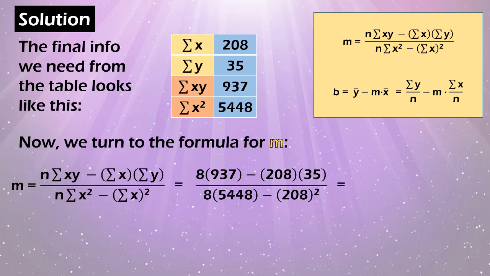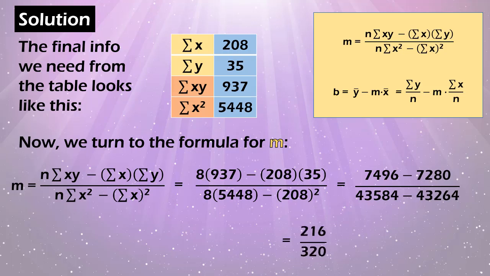8 times 937 is 7496. 208 times 35 is 7280. 8 times 5448 is 43,584. And 208 squared is 43,264. Now we have 2 subtractions to do, one in the numerator, one in the denominator. In the numerator, 7496 minus 7280 is 216, and in the denominator, 43,584 minus 43,264 is 320.